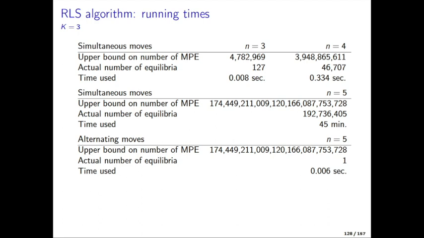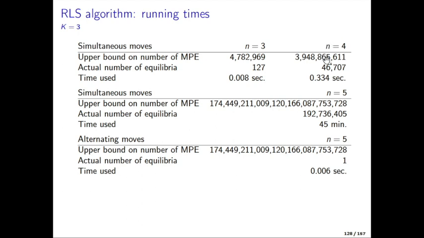We ran it to solve the leapfrogging game, simultaneous move, with n equal to 3. In this case, there are actually only 127 feasible equilibrium selection rules, which is equal to the actual number of Markov-perfect equilibria in that game. So only 127 out of almost 5 million combinations, and it took only 0.08 seconds.